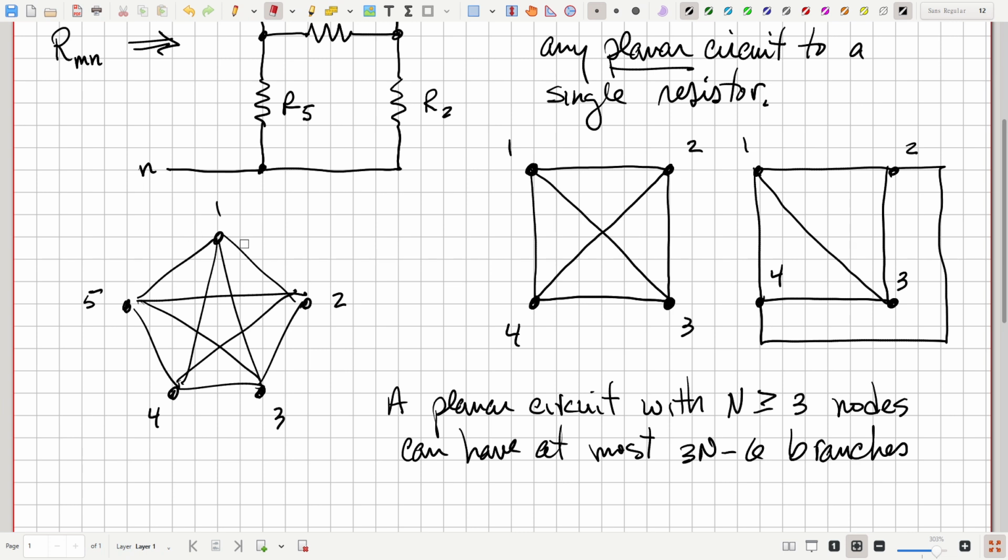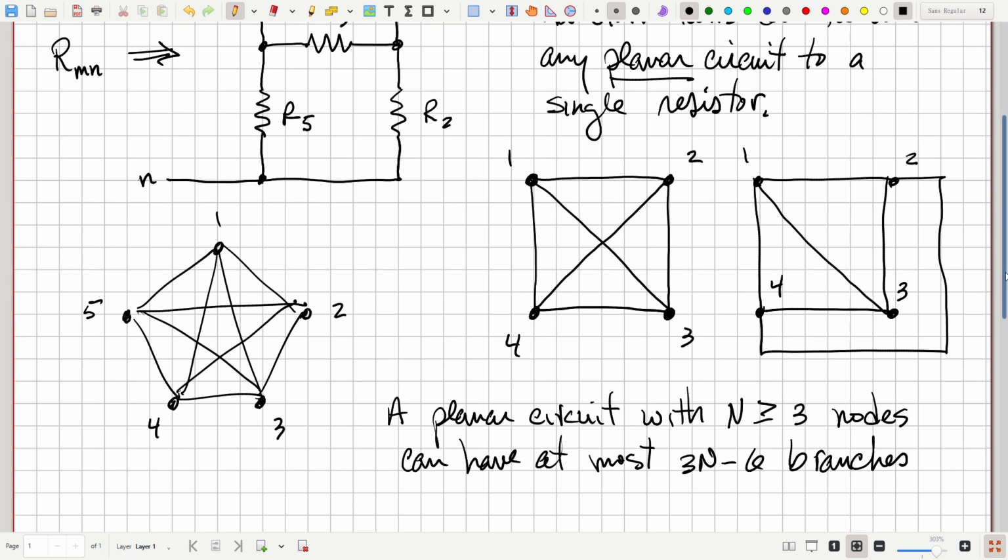Now over here we've got 5 nodes. 3 times 5 is 15. Minus 6 is equal to 9. So we can have at most 9 branches. And what do we have? 1, 2, 3, 4, 5, 6, 7, 8, 9, 10 branches. So this has more than 3n minus 6. So this cannot possibly be a planar circuit. Okay.